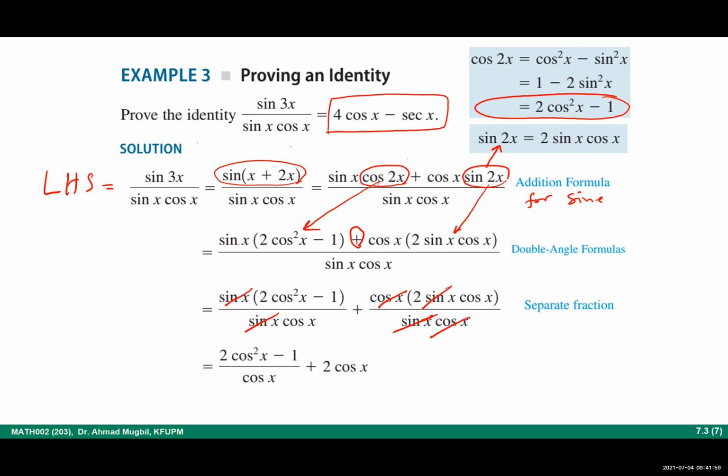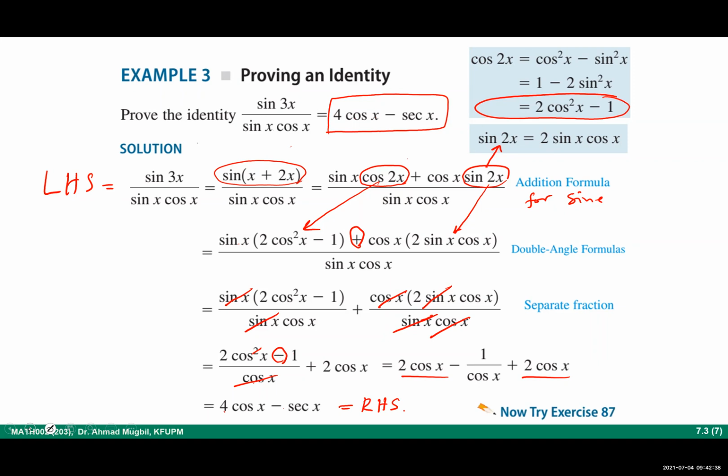We are left with 2 cosine squared x minus 1 over cosine plus 2 cosine. Again here, distribute, separate. It will be 2 cosine squared over cosine. This will be gone with this, and you will have 2 cosine x minus 1 over cosine, which is secant. You have 2 cosine plus 2 cosine. It will be 4 cosine minus secant. And this is the right hand side. We are done. We showed that the left hand side equals the right hand side. Is it clear, shabab? Any questions, please? Clear, doctor.